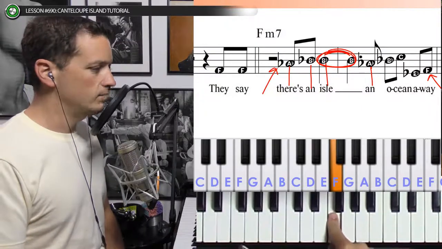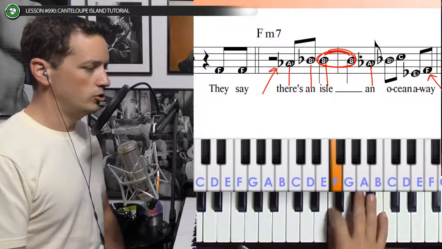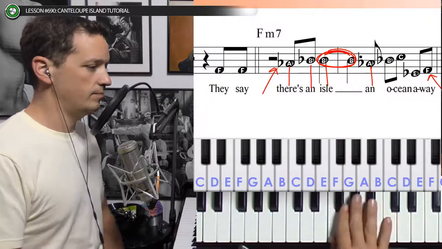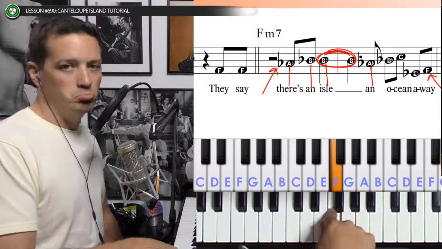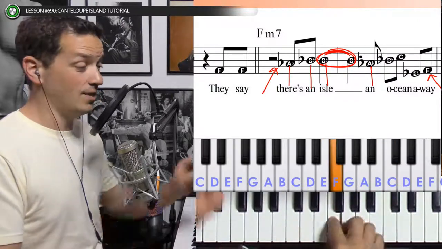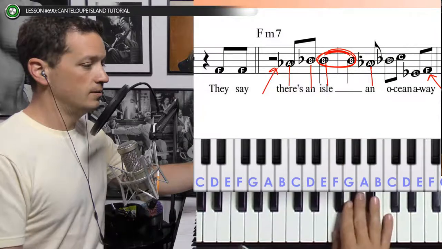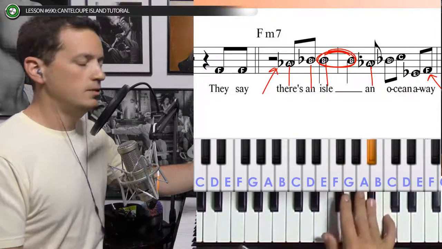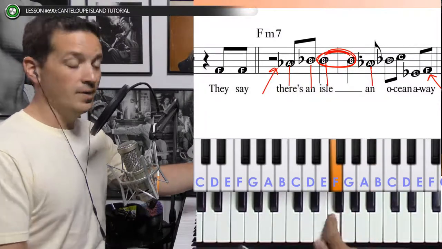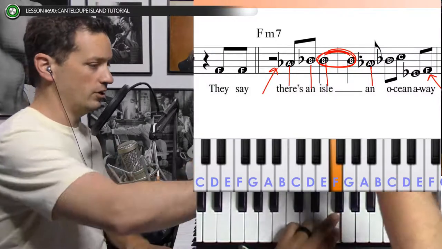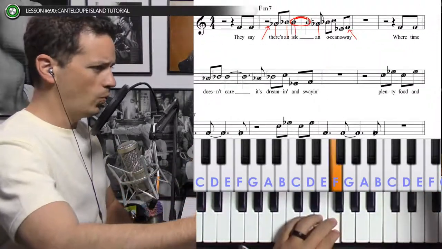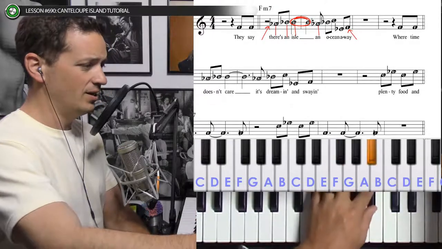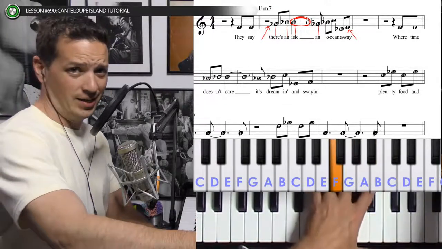Same exact thing. And a one, two, go. They say there's an isle, an ocean away. Okay, now we play the exact same thing again. They say there's an isle, an ocean away. Except now the words are different. This time it's going to be... where time doesn't care, it's dreaming and swaying.